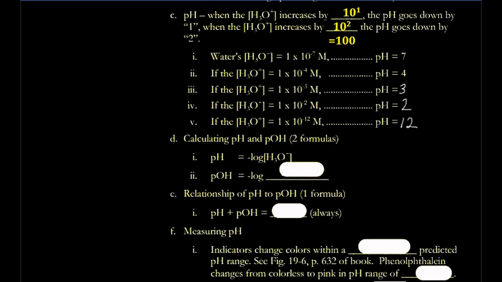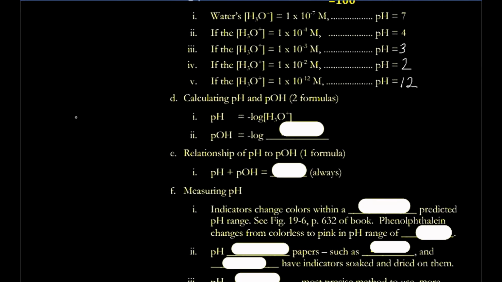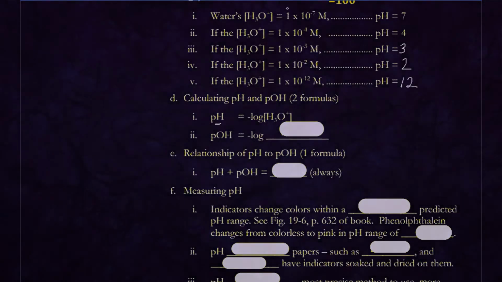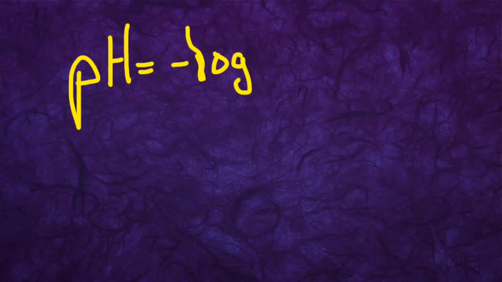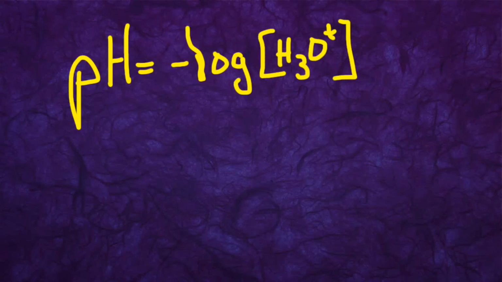And so here's how we calculate it. The pH is the negative log of the hydronium ion concentration. Okay, but here's how we figure out our logs. The pH formula gives us the negative log of the hydronium concentration.